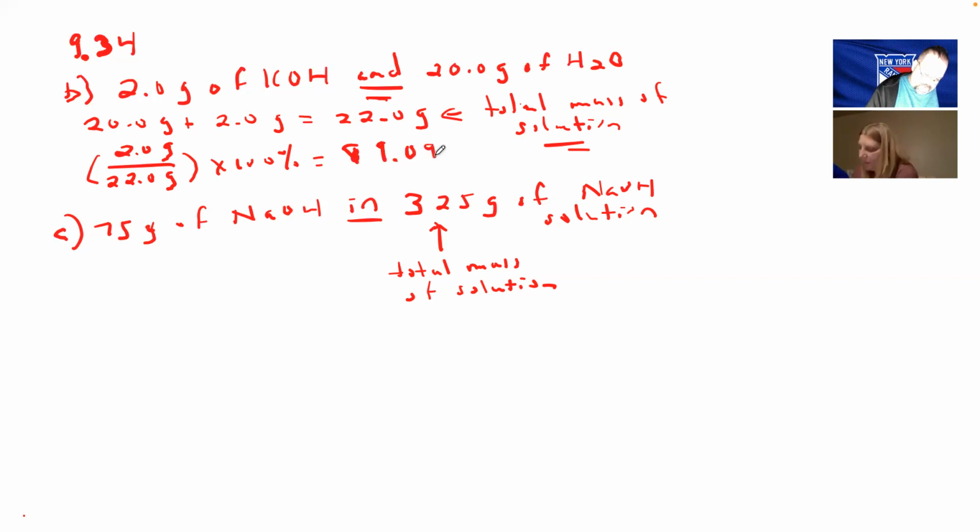The common mistake students would make with this one is they would put 10% because they would do 2 divided by 20. It's not, it's just based on the wording. It's 2 divided by 22.